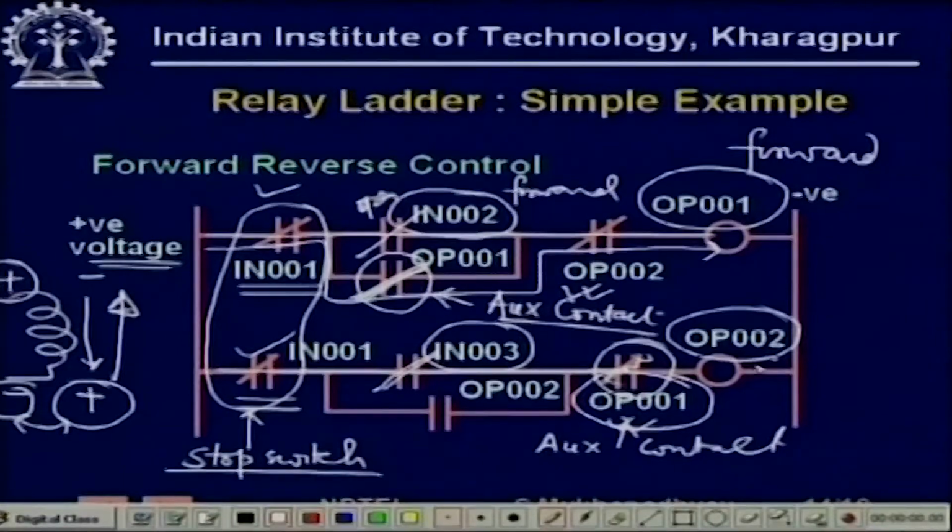If you have to excite it, you have to first press the stop switch, by which both will become off. This time you can press this one, then this will become on, and similarly when this is on you cannot make this one excited. So this is a standard forward reverse interlock which ensures that simultaneously you cannot command the motor to move both ways.